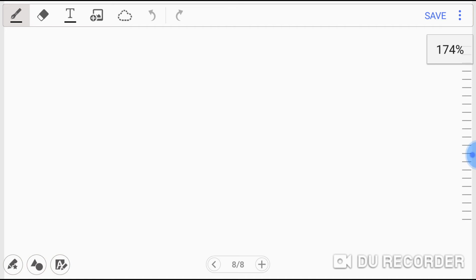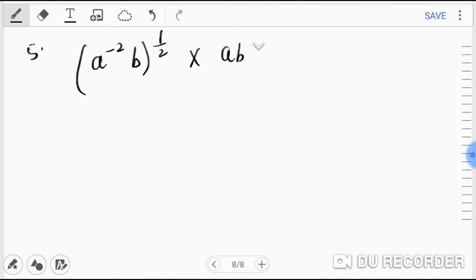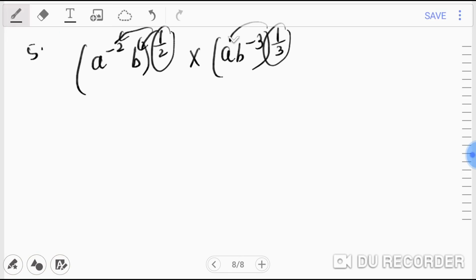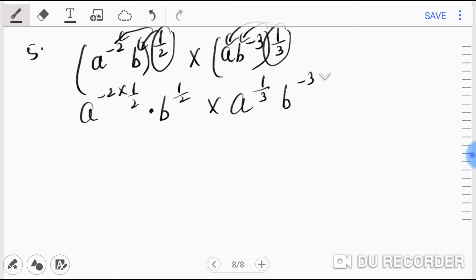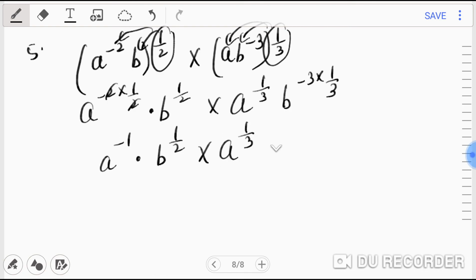Problem number 5. We have a^-2 b^(1/2) outside into a b^-3 and 1 upon 3 outside. This half, is it with a also and b also? Yes. And 1 upon 3, it is with a also, b also. So a^(-2 into half), b^(1/2), into a^(1/3), b^(-3 into 1/3). 2 cuts, so a^-1, b^(1/2), a^(1/3) and b^-1.